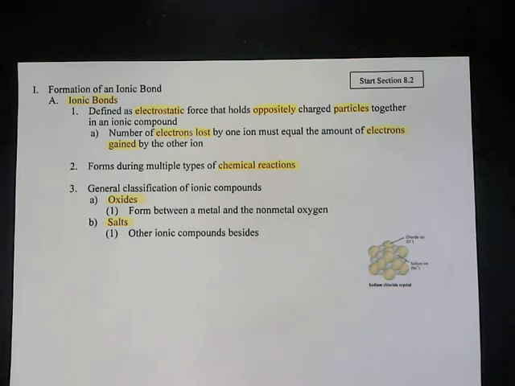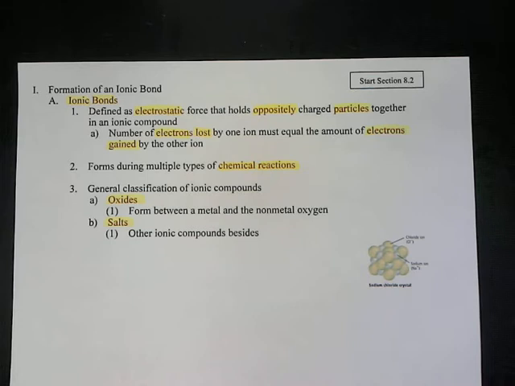Today what we're going to be talking about is section 8.2, which deals with the formation and nature of ionic bonds. Our objectives for this lesson are to describe the formation of ionic bonds, account for many of the physical properties of an ionic compound, and discuss the energy involved in the formation of an ionic bond.